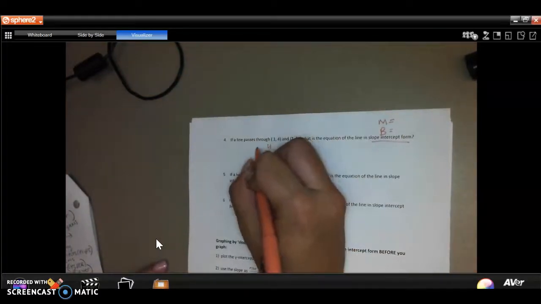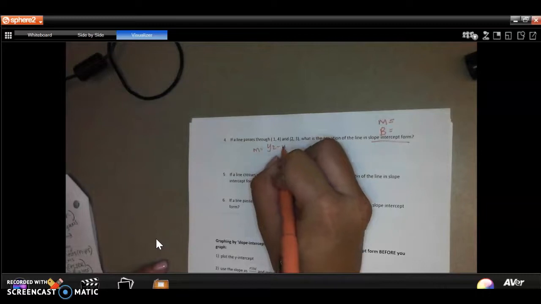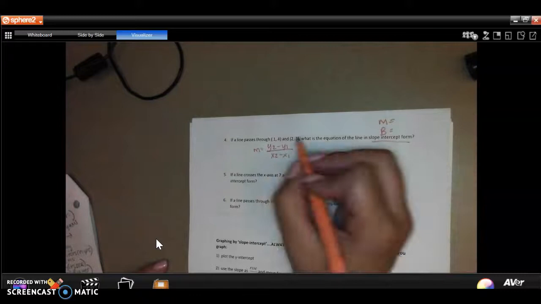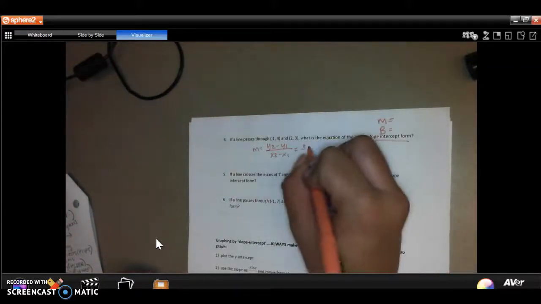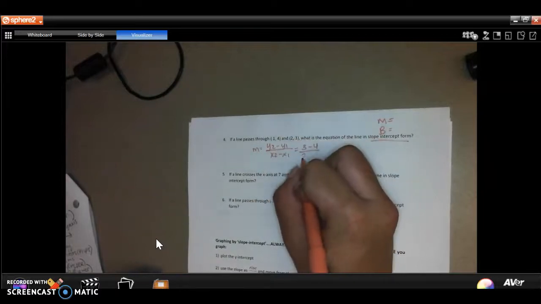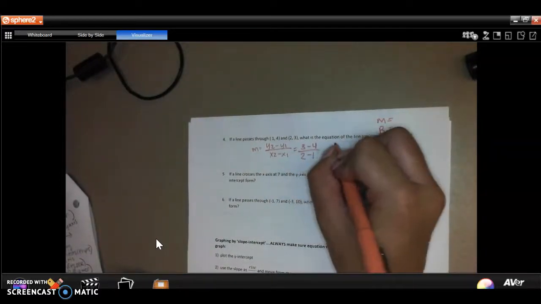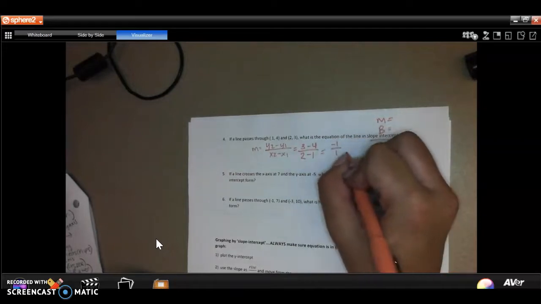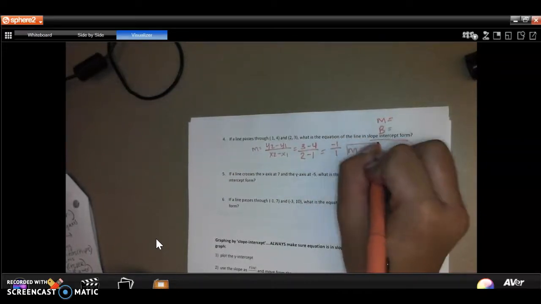If a line passes through (1, 4) and (2, 3), what is the equation of the line in slope-intercept form? Guess what? We don't know my slope and we don't know my b, so I need to solve for those. Well, on the previous page, we learned we need to do y sub 2 minus y sub 1 over x sub 2 minus x sub 1 to get my value for my slope. So y sub 2 is 3, y sub 1 is 4, x sub 2 is 2, x sub 1 is 1. Subtract, you get negative 1 over 1, which means m is equal to negative 1.